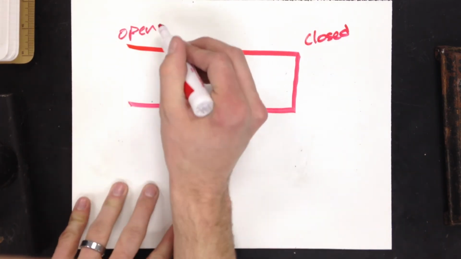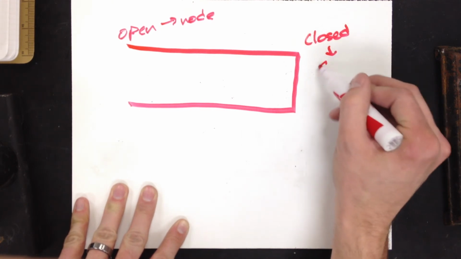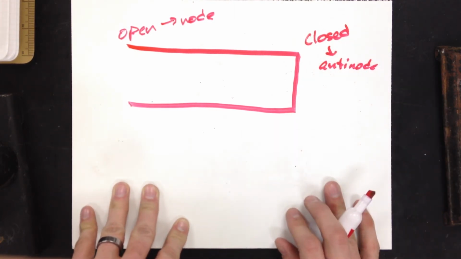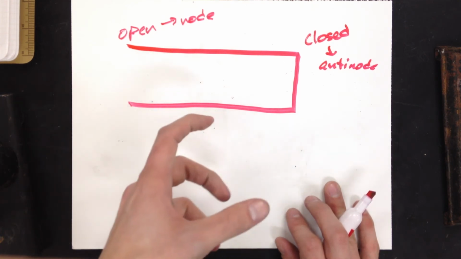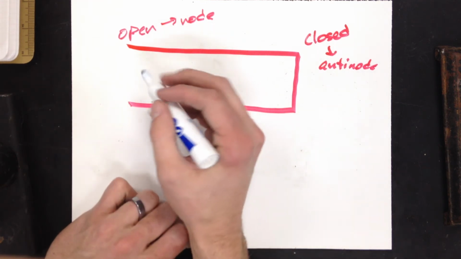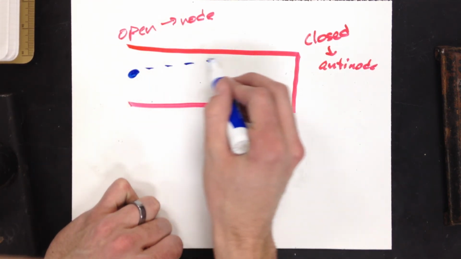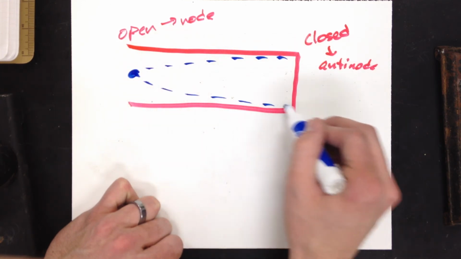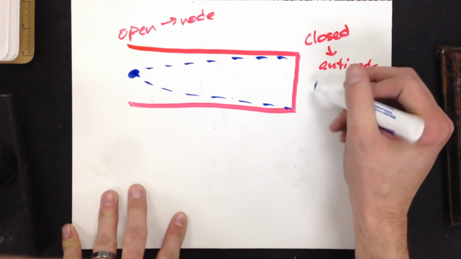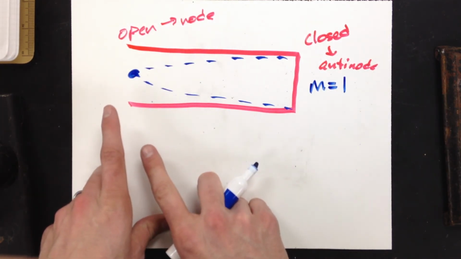Now, I know that an open end needs to be a node, and a closed end needs to be an antinode. So with this, I'm going to draw the first frequency that I can have here. I'm going to draw a node there, and then an antinode at the other end. This would be the fundamental frequency for a tube that is open at one end.